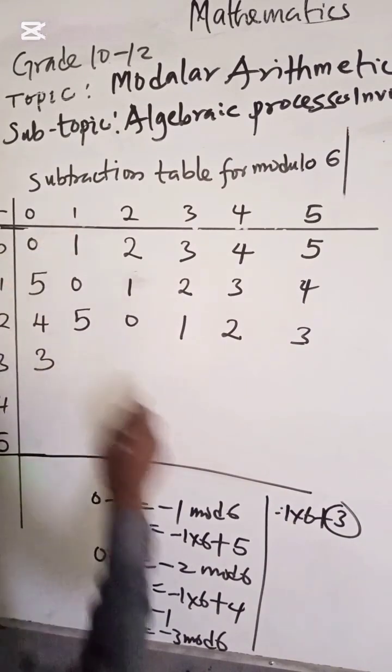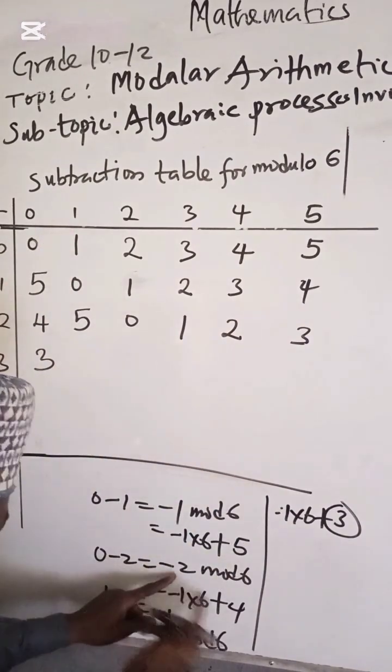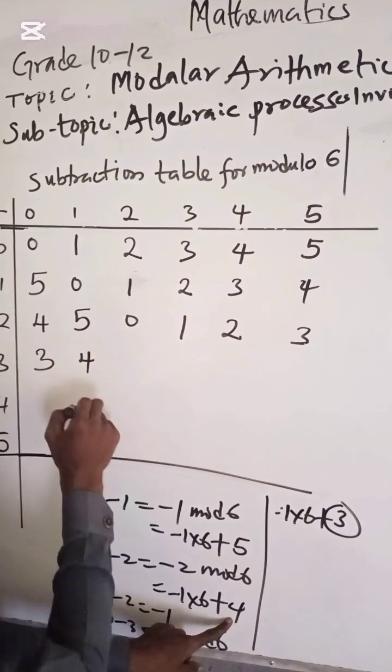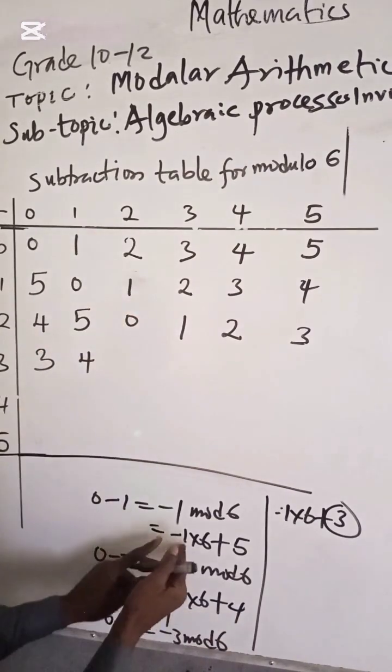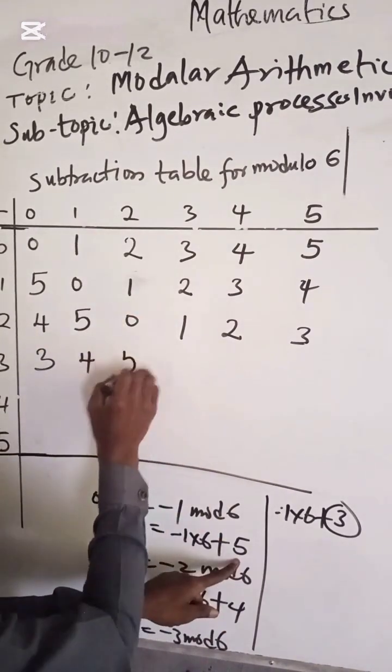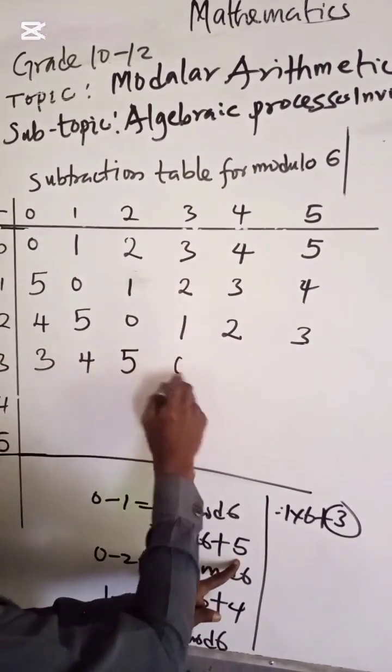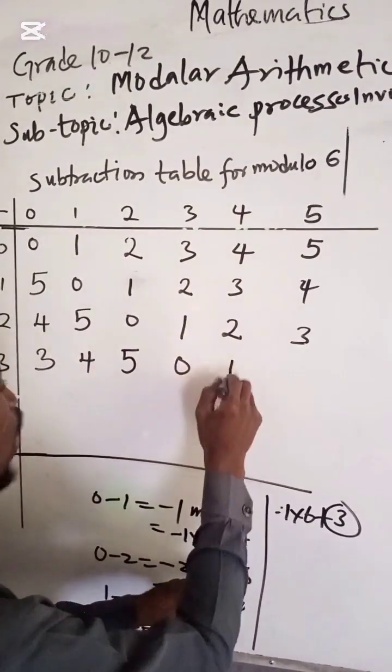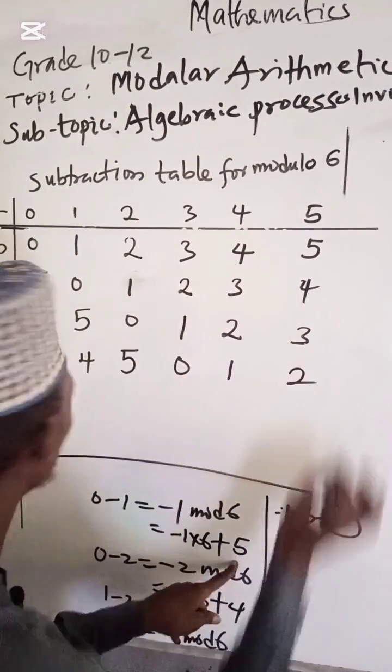1 minus 3, minus 2. When we had minus 2, it was plus 4. Here is 4. 2 minus 3, minus 1. When we had minus 1, the remainder was 5. Now, 3 minus 3, 0. 4 minus 3, 1. 5 minus 3, we have 2.